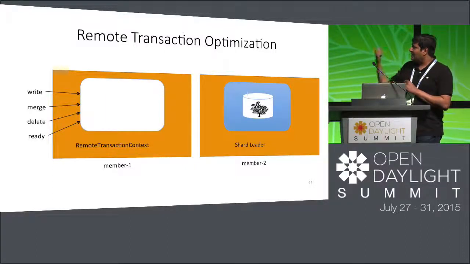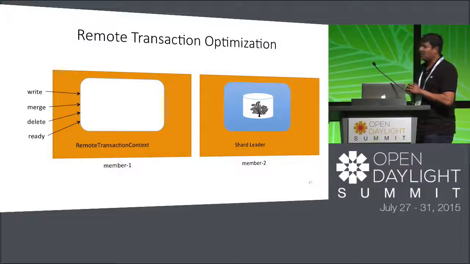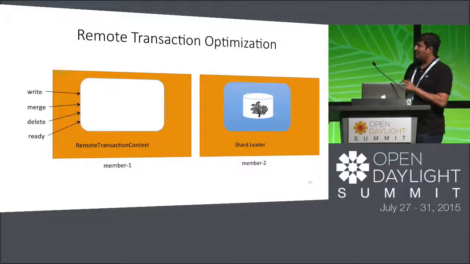Now, if you call read, then a message will have to be sent to the remote node. Everything that was done before that has to be sent to the remote node. It has to create a snapshot, and only then can the read be satisfied. So reads are going to be really slow if they are remote.